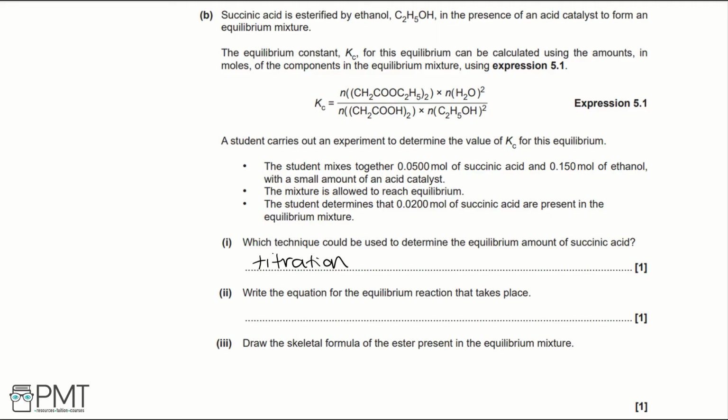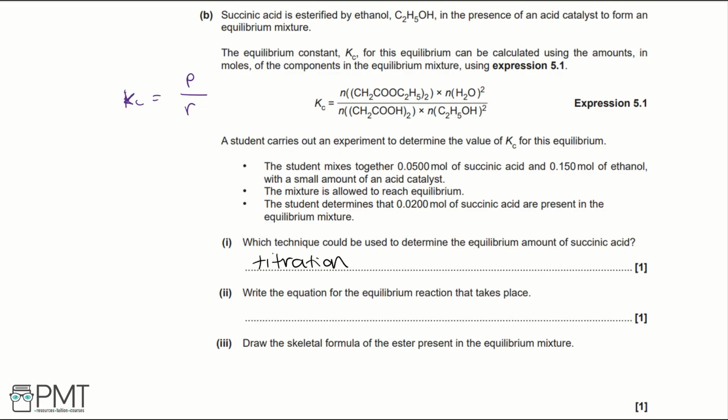Part 2 says that we need to write the equation for the equilibrium reaction that takes place. For this part of the question, we need to look at our expression for Kc, and Kc is written as products over reactants, and the power that it's raised to shows us the stoichiometry of the equation. So, using this information, we can work out the equilibrium reaction that takes place and write this.